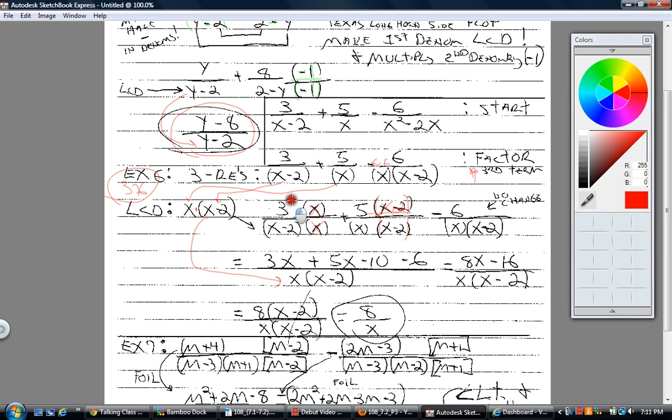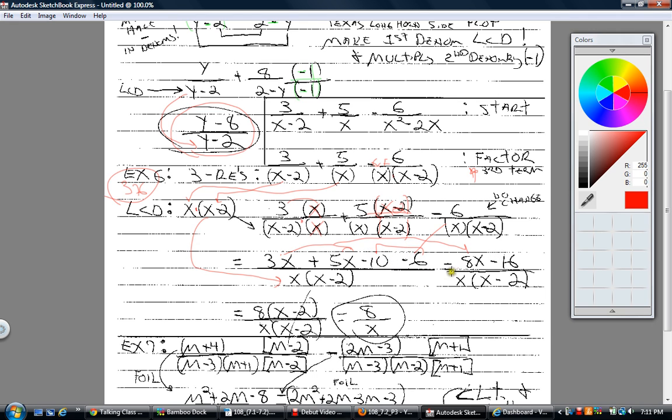Okay, what's 3 times x? 3x. 5 times x is 5x. 5 times negative 2 is negative 10, minus 6. All under the LCD now. That's why you did that. So you have one denominator, the LCD. Now up here you've got 3x plus 5x. That adds up to give you 8x minus 16.